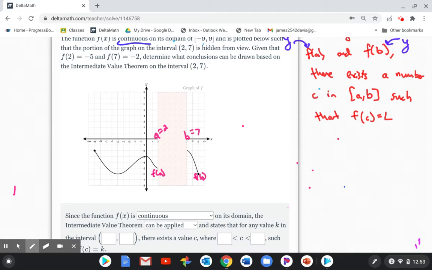And then our y values, f of 2 is -5, so that's the y value, and then f of 7 is -2. I'm sorry, this should actually go here. -2, all right. So remember, this first one is looking for y values. So the y value is from -5 to -2. And that's what we're talking about.